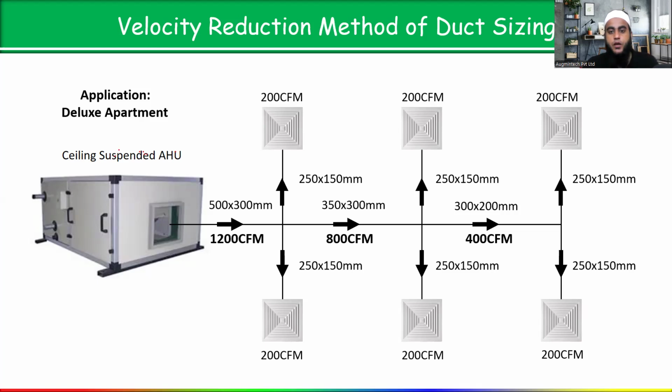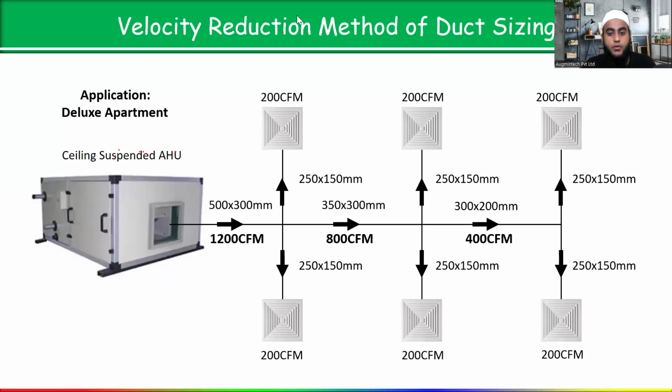So, okay. So this is our equal friction method and velocity reduction method. Now the third method, which is very interesting, is static regain method, where we have to use that method and how to, because static regain method is a longer procedure. So it is called a hit and trial method. That I will explain to you.